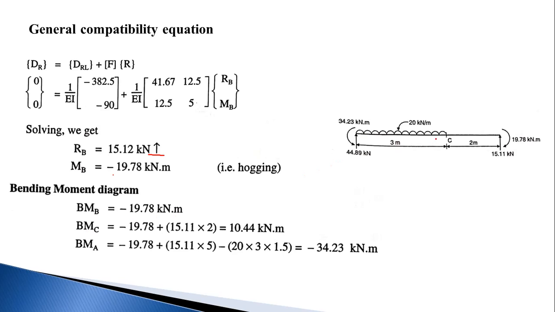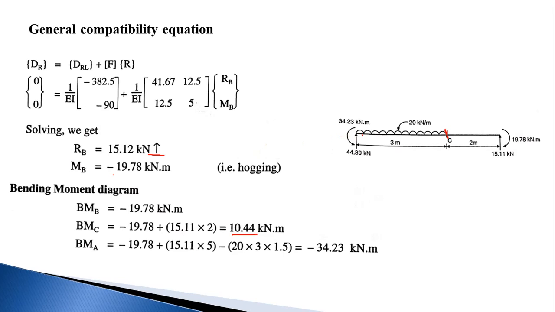Then the bending moment at C. I want to find out the bending moment at C, taking moment about C. So 19.78, that is clockwise on the right side, consider minus, plus 15.11 into 2. So the bending moment at C is 10.44 kilonewton meter.